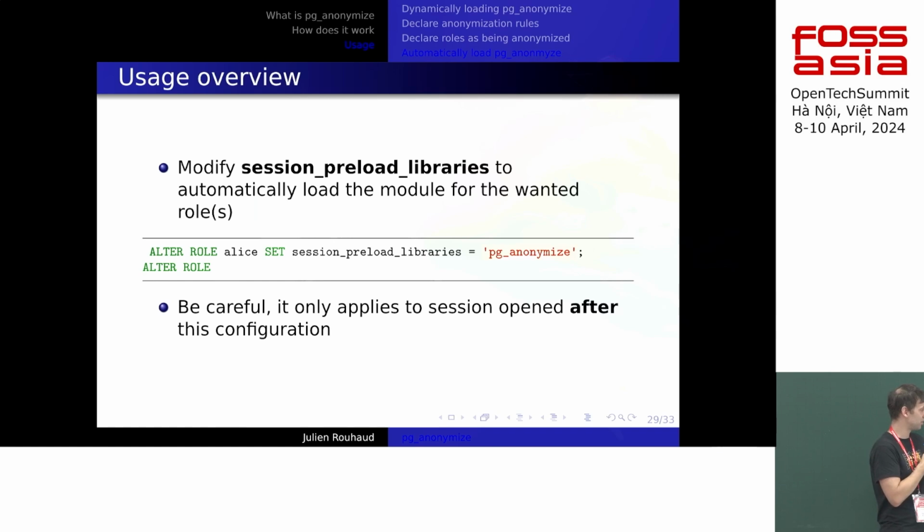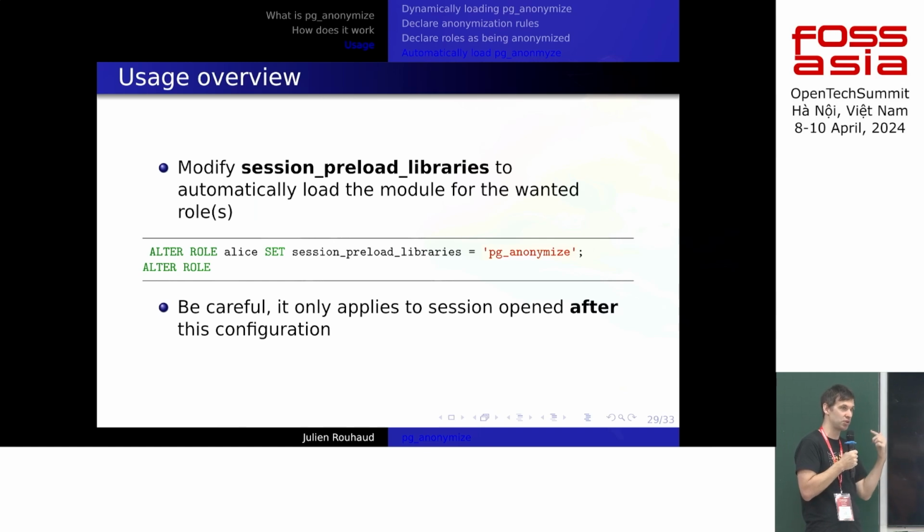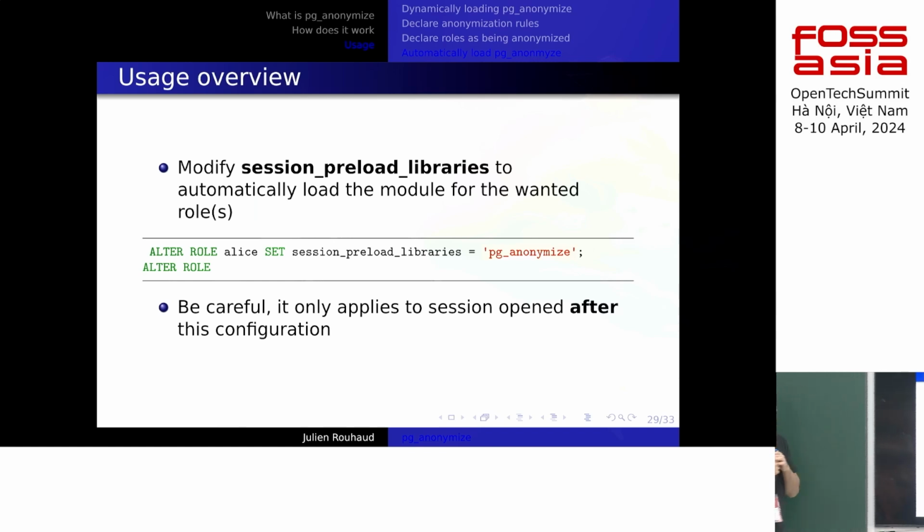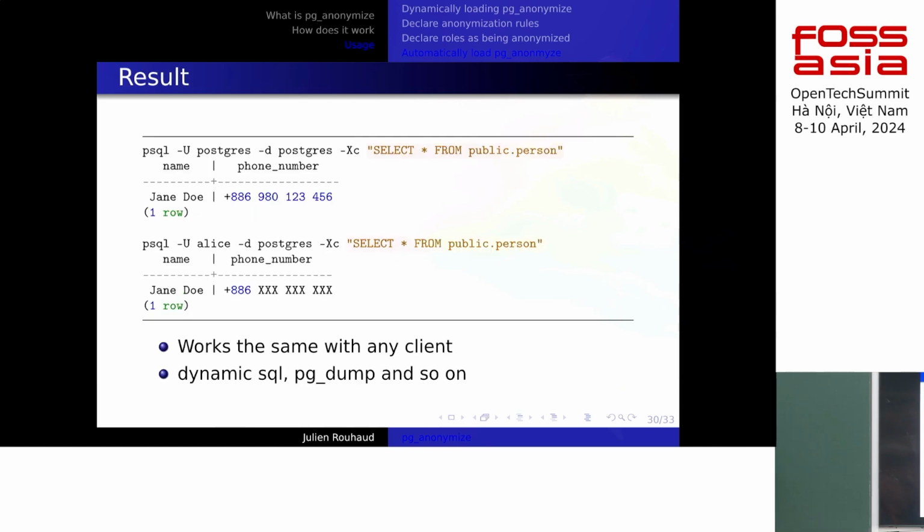And also be careful, it's something that is done when your connection is opened. So if Alice already has an open connection, the old connection will still see the original data. So you can kill all the existing connections if you want to make sure that she only sees the anonymized data, for security.